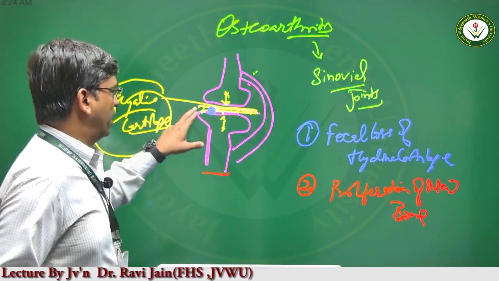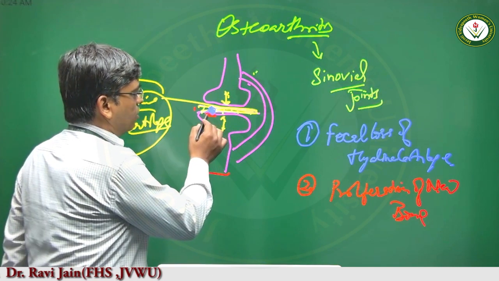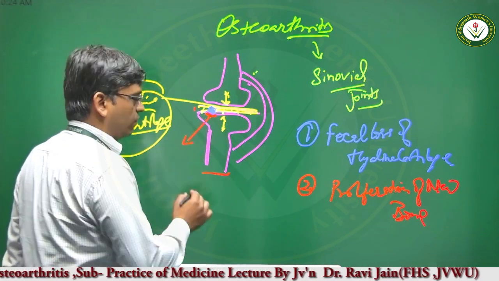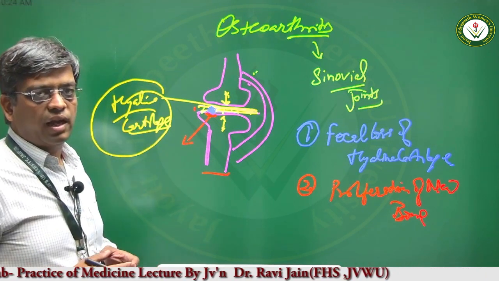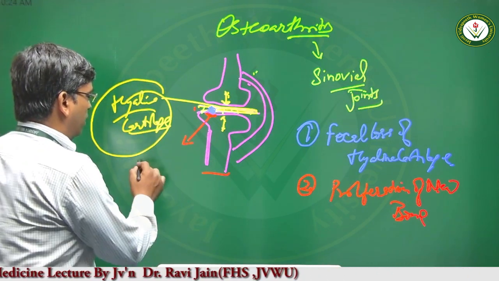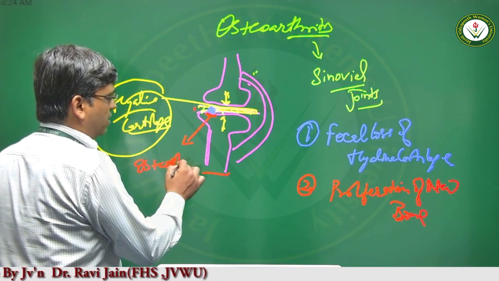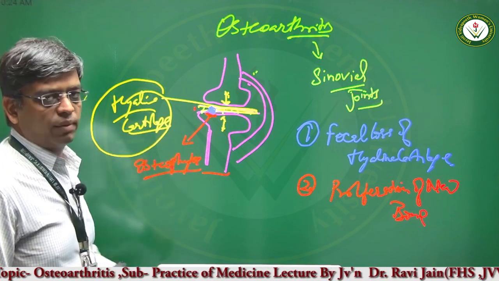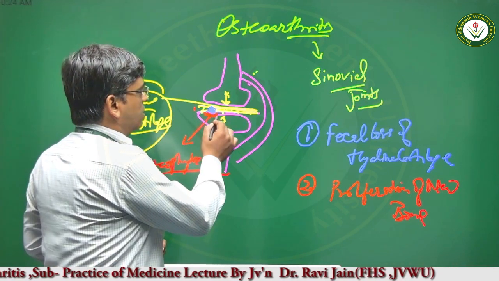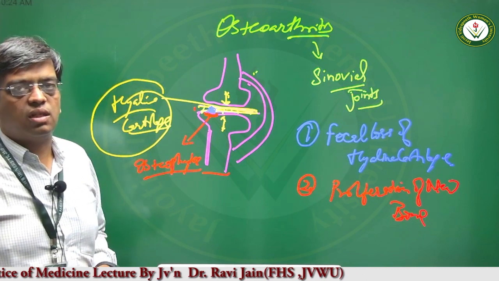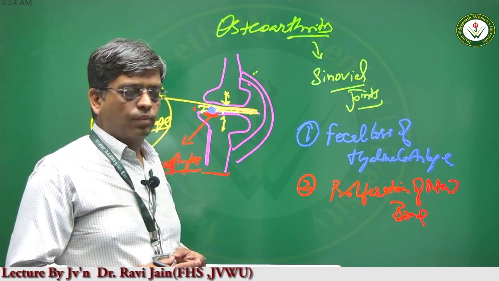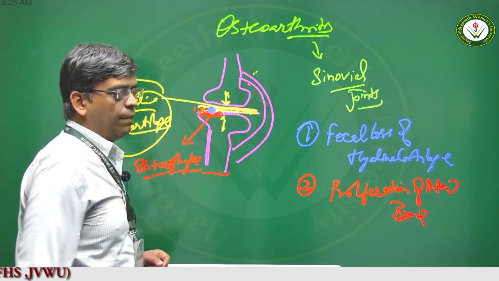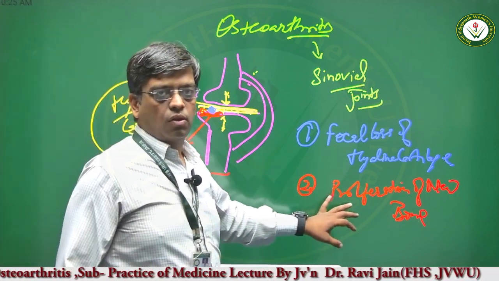There is focal loss of hyaline cartilage, and there is destruction of this bony surface. Now when there is destruction of this bony surface, the osteophytes come and start the repair process. Osteophytes are the new bone forming cells that come and start forming bone, because of which there is hardness of this area, that is known as subchondral sclerosis. There is proliferation of the new bone. That is the second step of osteoarthritis.